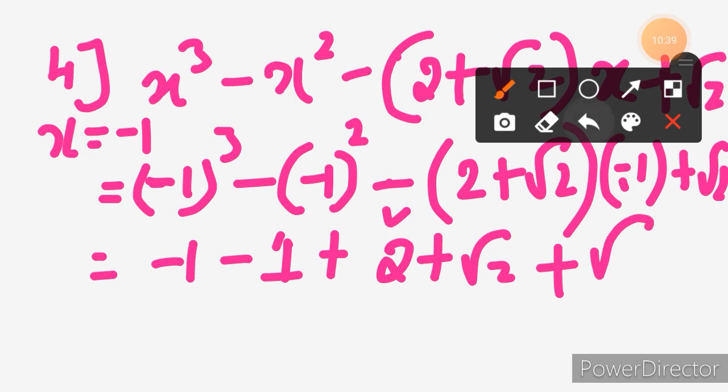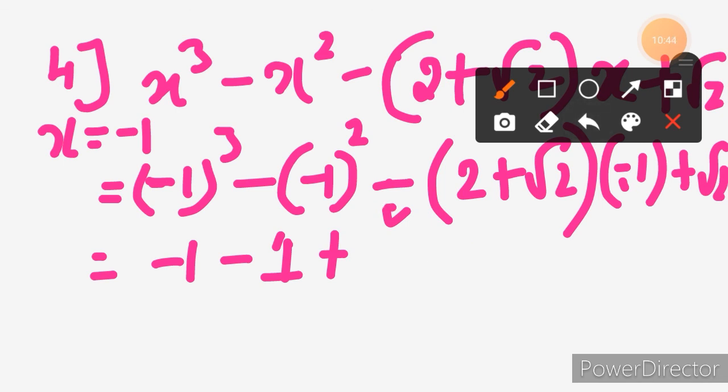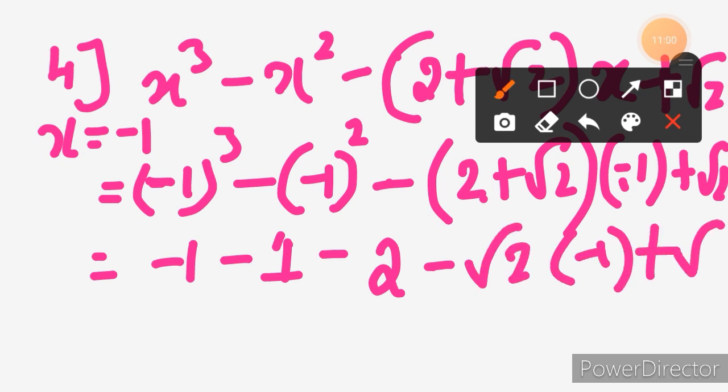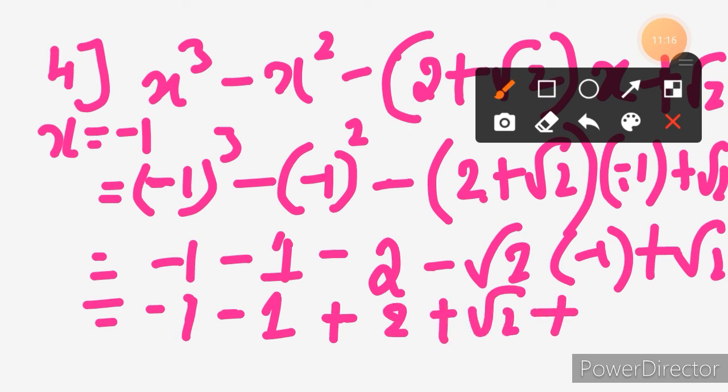Since we forgot to take the minus sign inside of this bracket, that is very important. Let me just show you. 2 minus 2 minus root 2 into minus 1 plus root 2 I will write. Later I will take the minus sign multiplication. So minus into minus plus, again minus into minus, plus root 2 plus again root 2.